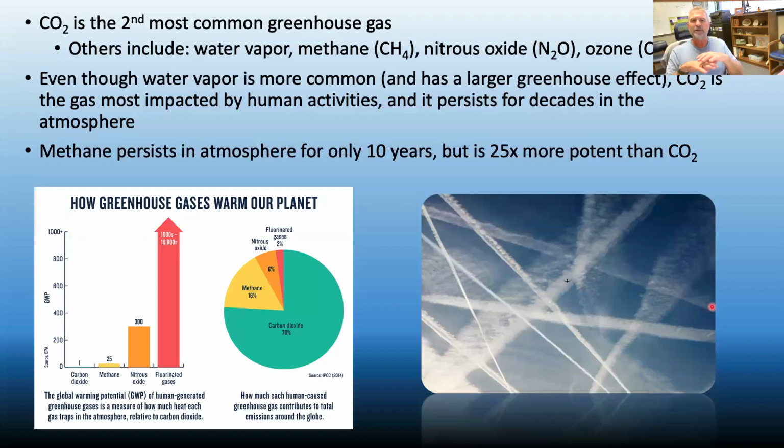All right, so carbon dioxide is the second most common greenhouse gas, and those greenhouse gases, those GHGs, include a variety of other things, including water vapor, methane, nitrous oxide, ozone, and all the chlorofluorocarbons, CFCs. So think refrigerants, for instance. All of those things are common greenhouse gases. Even though water vapor is more common and has a larger greenhouse effect, CO2, carbon dioxide, is the gas that we're impacting the most, the one that we're creating. And it persists for decades in the atmosphere.